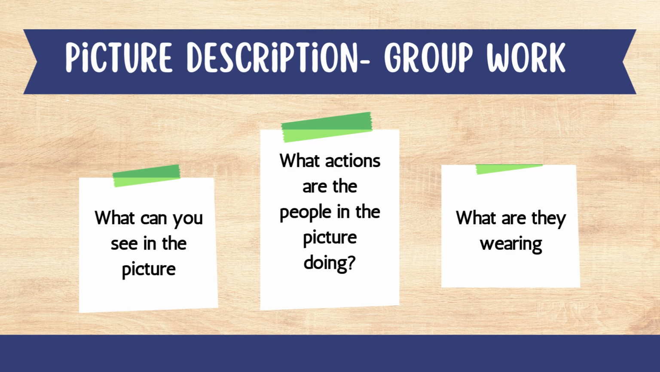The next strategy is picture description, which is group work. For example, you're learning about family. You could give the learners a picture of a family, and they have to mention maybe the members of the family, describe them, maybe describe what they are wearing or say what the members of the family are wearing, and also urge them to talk about their own families. So some questions that you can use to jog the learners' thinking: what can you see in the picture? What actions are the people in the picture doing? What are they wearing? And so forth.